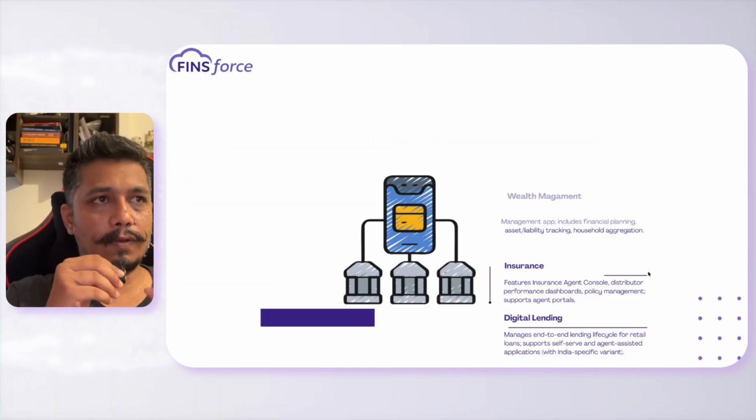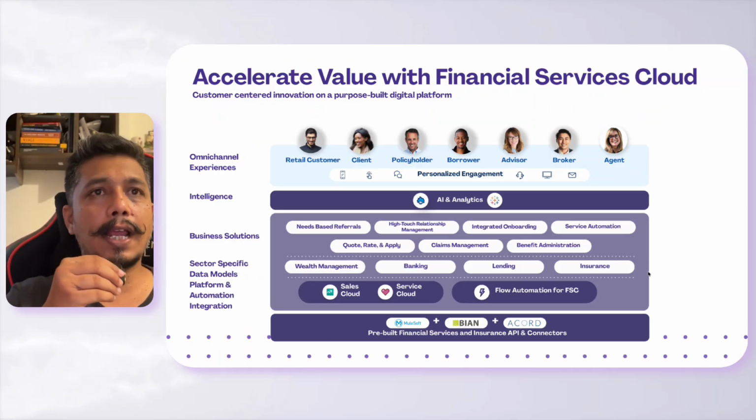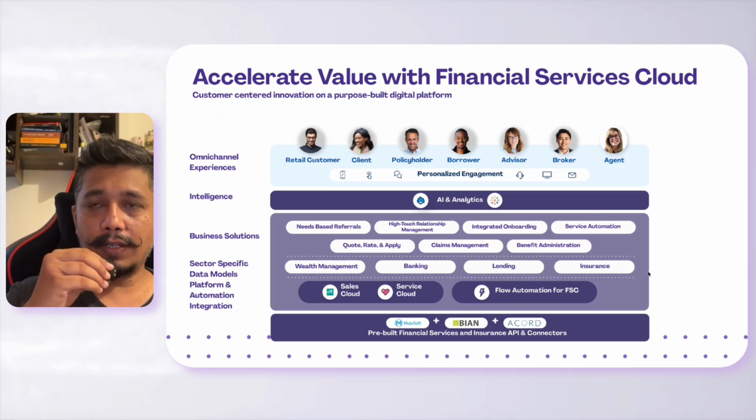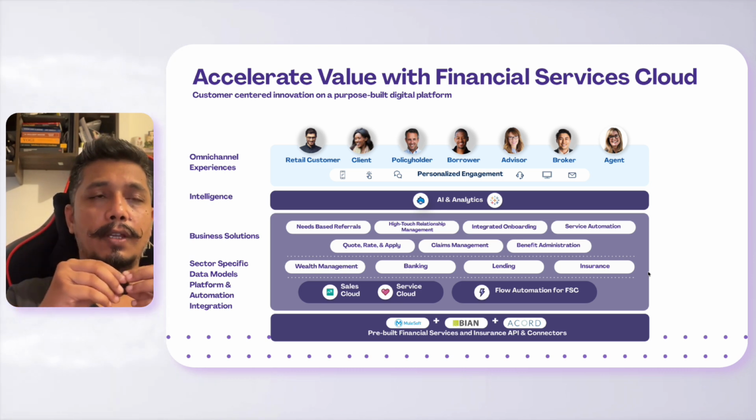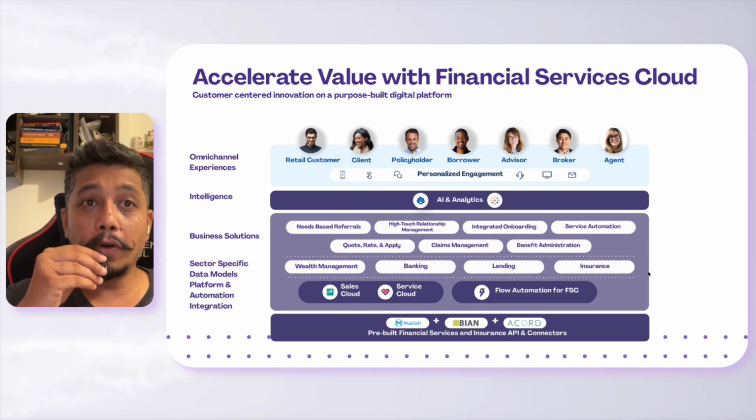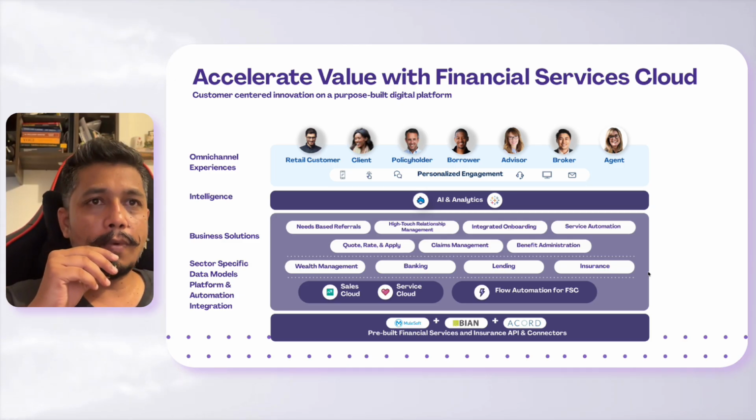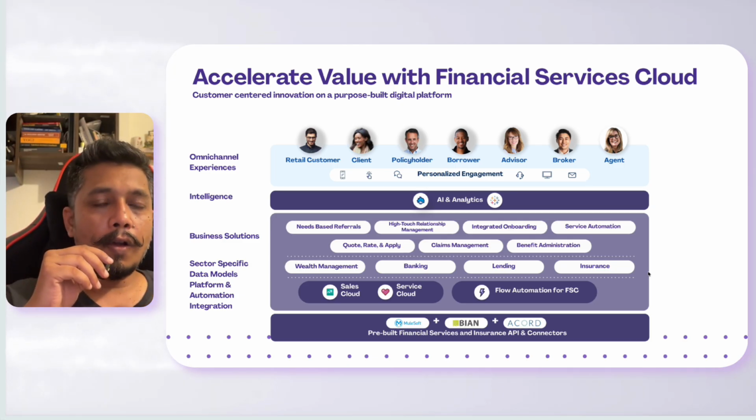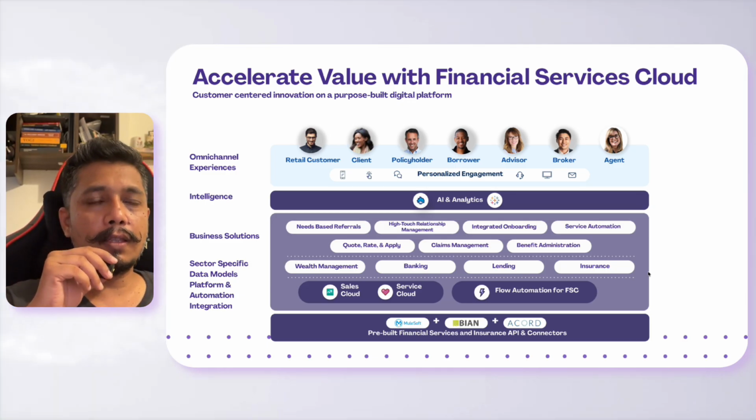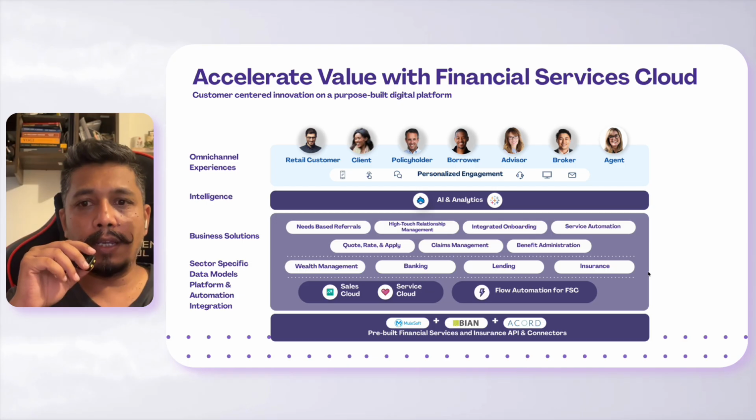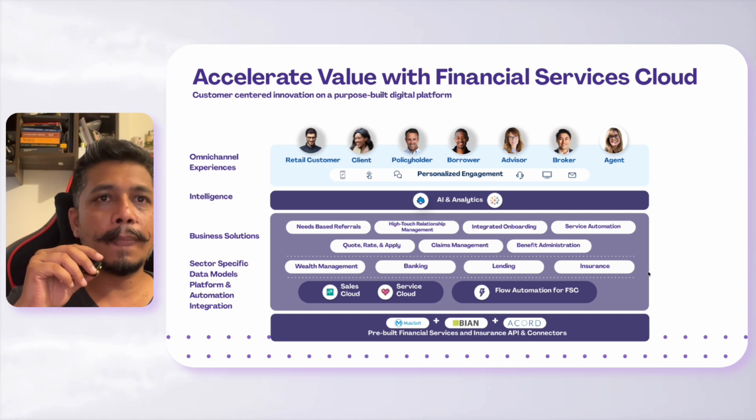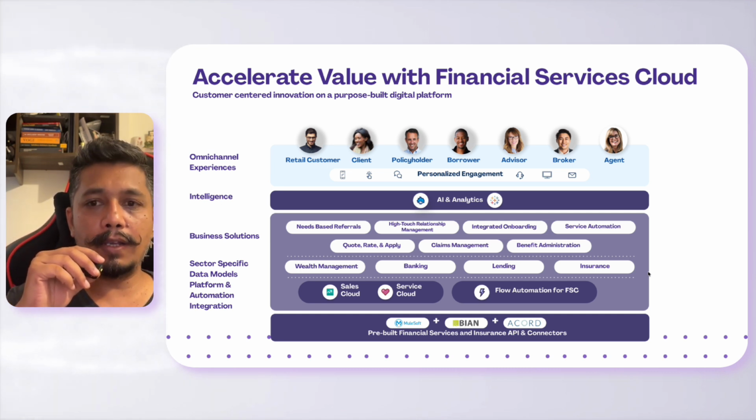This is how the architecture looks. Whether you are a customer, a client, a policy holder, a borrower, an advisor, a broker, or a banking agent, everyone will get the same omni experience. Be it the portal, calling the contact center, using WhatsApp messages, the chatbot, or the mobile app, everyone will have the same experience throughout their journey. There will be no difference, like a different flow in the experience site and a different flow in Salesforce. Everything will be personalized for every customer or every persona.